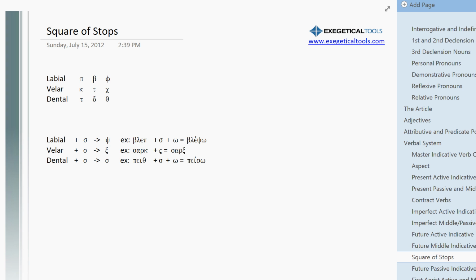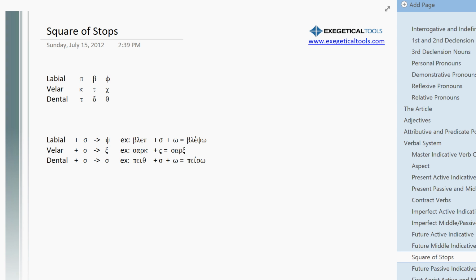This is going to matter with the third declension nouns, of which I have one example here, and also with, for example, the future tense stem, whenever you're adding a sigma tense formative. Also, anytime you're adding a sigma within a word, which happens, for example, with the aorist active indicative, you add a sigma tense formative there. Stuff like this is going to happen.